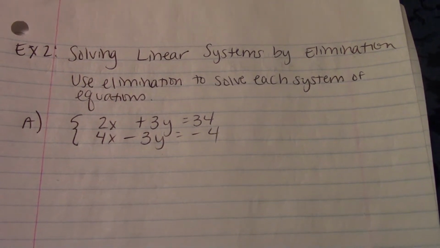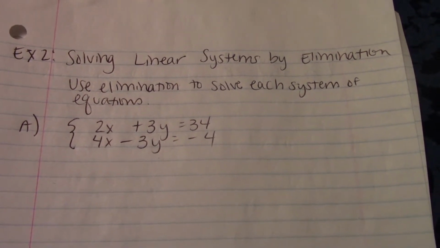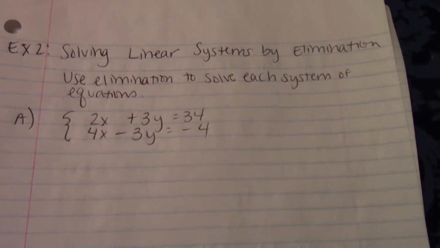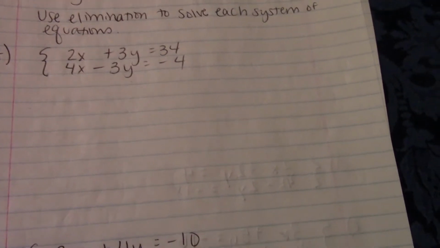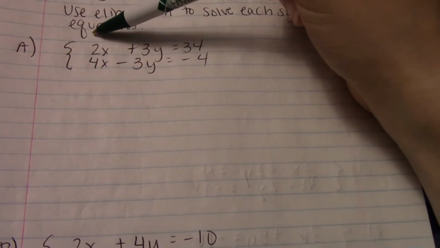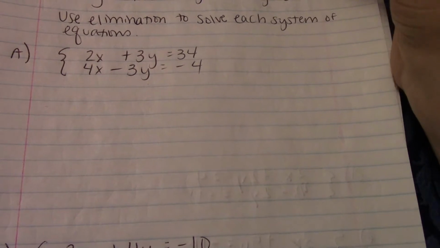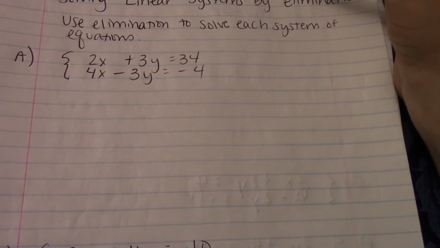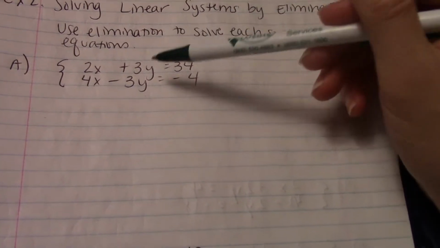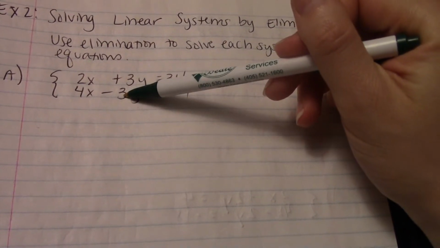Example 2, solving linear systems by elimination. So using elimination to solve each system of equations. Now, when we do elimination, we need to find a variable so that we can cross out. So we need to find one that is positive and one that is negative, and it needs to be the same number. Sometimes we already have them be opposite, so like a 3 and a negative 3.